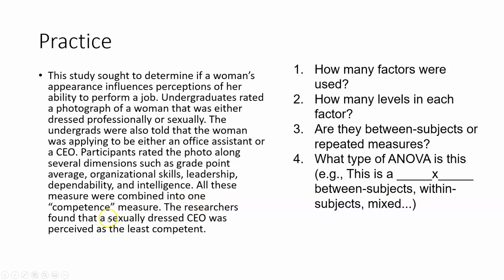The researchers found that a sexually dressed CEO was perceived as the least competent. Now, the reason I've given a finding here is because this is actually a real study. This is actually the phrasing of an abstract that comes from a legitimate study that was published. I want you to go ahead and try and identify how many factors, how many levels, and whether they're between or within so that you can characterize the whole ANOVA.